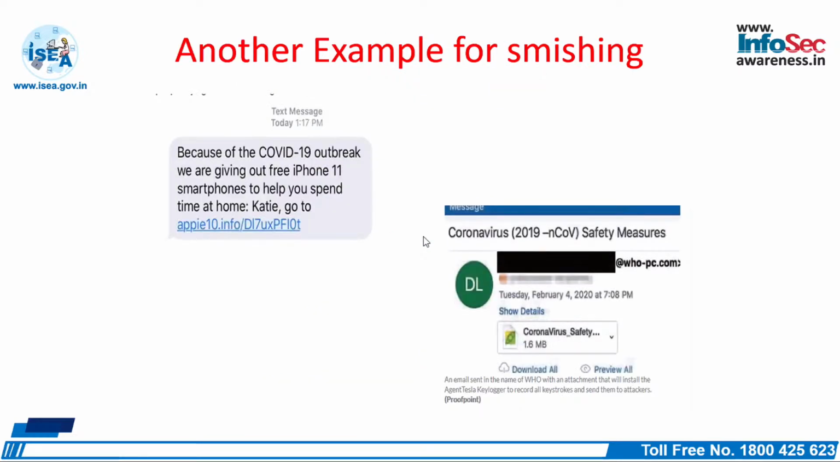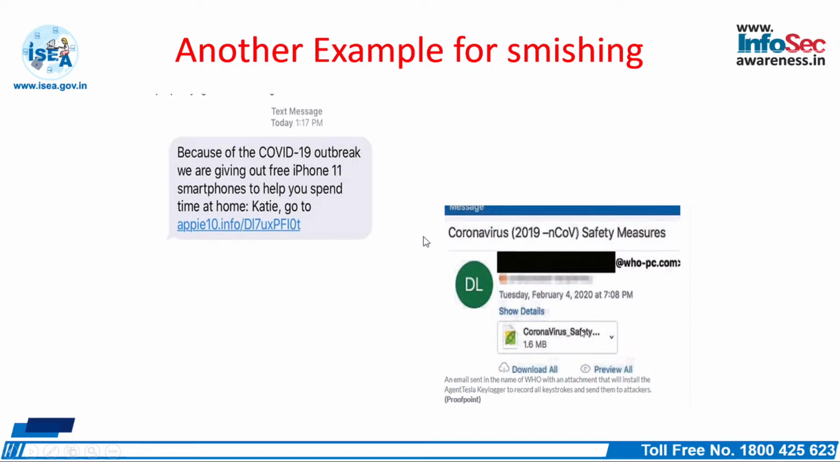Another example of smishing is when you get a message about a COVID outbreak saying you will get an iPhone 11 smartphone if you visit this website. Once you visit, you can never verify whether this particular URL is genuine or not. Similarly, sometimes a pop-up comes telling you to download this for free, for your own safety, and you will get tips of corona safety.